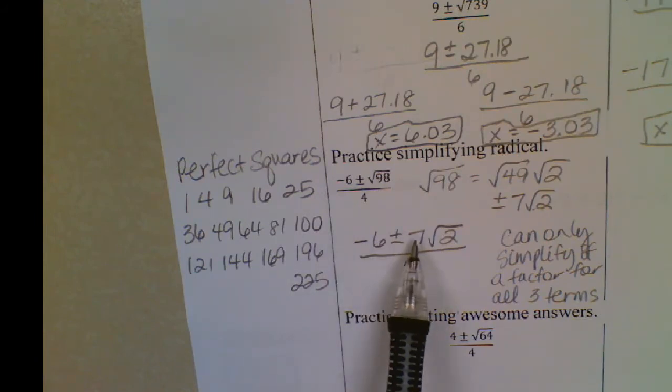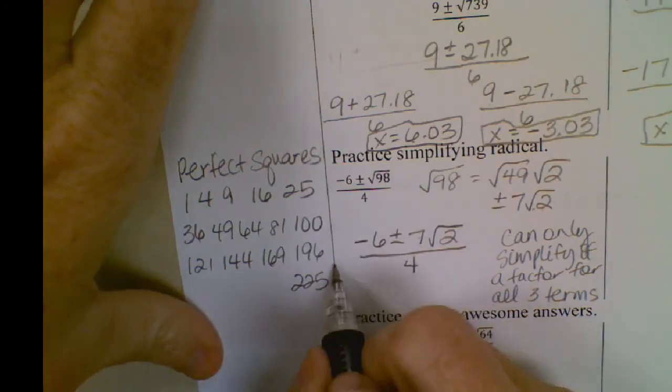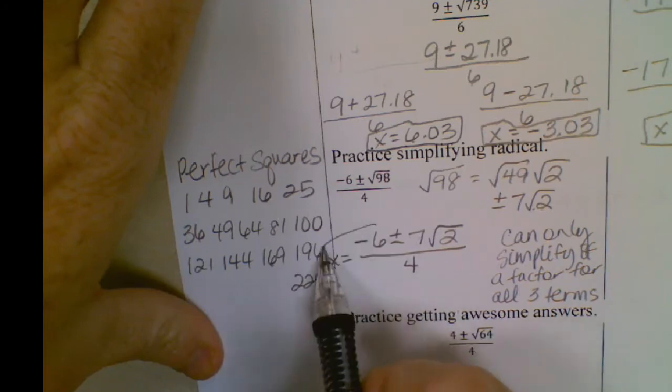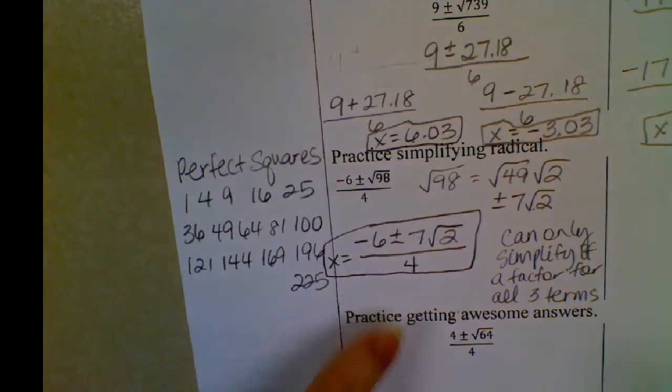Say this number was an 8. Well, a common number that comes out of 4, negative 6, and 8 would be a 2. So at that point, I can take a 2 out of each of these coefficients and simplify. But because that one is not factorable, they all three have to be factorable with the same number, and this one's not. Okay, let's try another one of those.